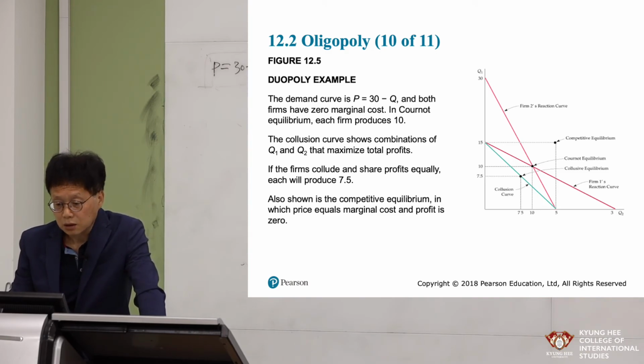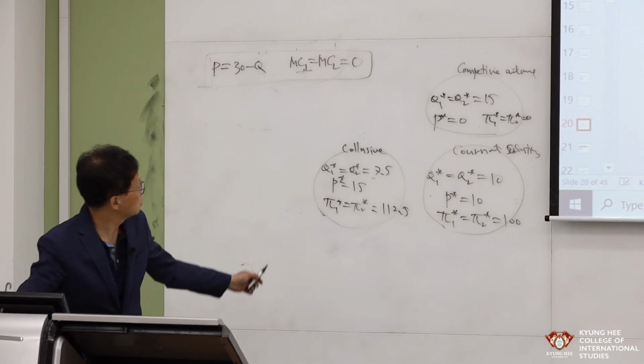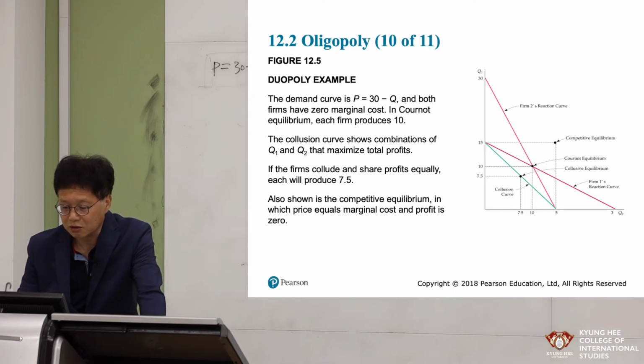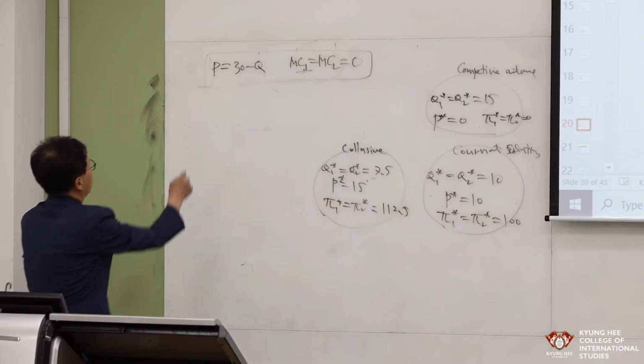Right? The demand curve is price equal to 30 minus Q, and both firms have 0 marginal cost. In Cournot equilibrium, that is figure 12.5, each firm produces 10. The collusion curve shows the combinations of Q1 and Q2 that maximize total profit. If the firms collude and share profit equally, each will produce 7.5. Also shown is the competitive equilibrium in which price equals marginal cost and profit is 0. Okay? Now think about figure 12.5.